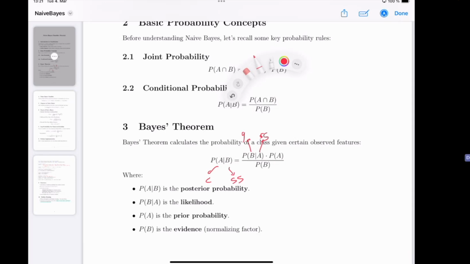Then you have the prior probability. This prior probability is the probability of the class itself. How probable is it that someone in general studies computer science? And then you divide it by the probability of the evidence. Evidence: we know that the student is a girl. So we said all these things to define our conditional probability in terms of another conditional probability.